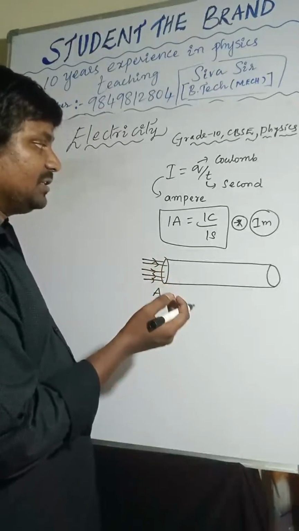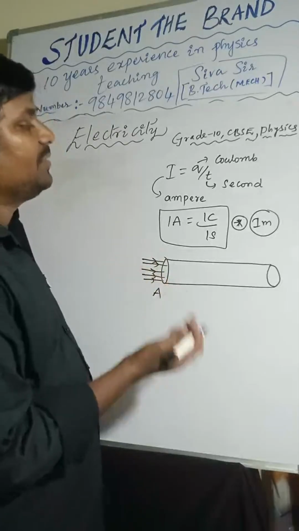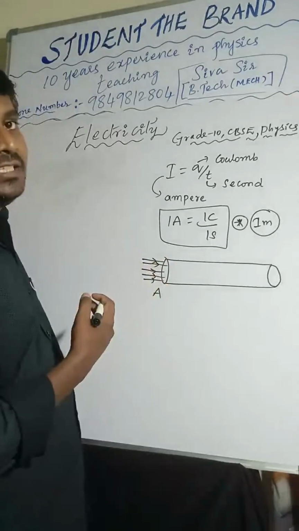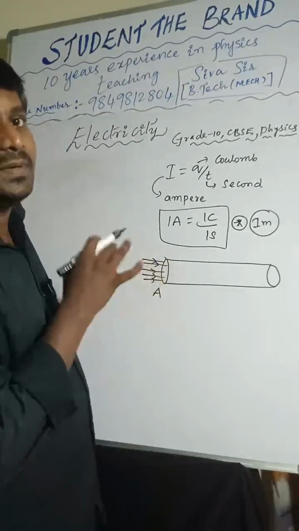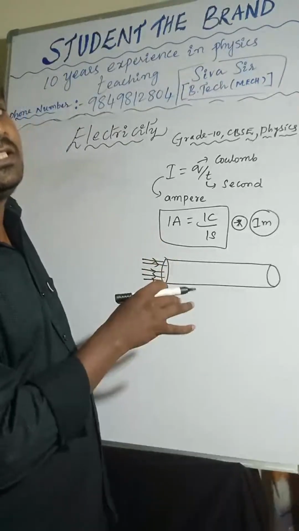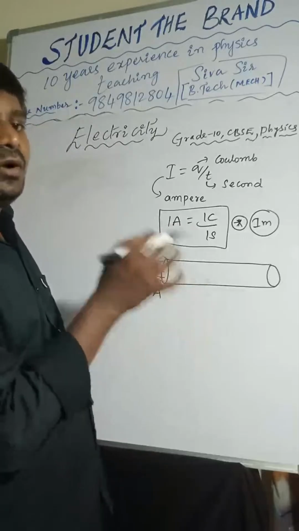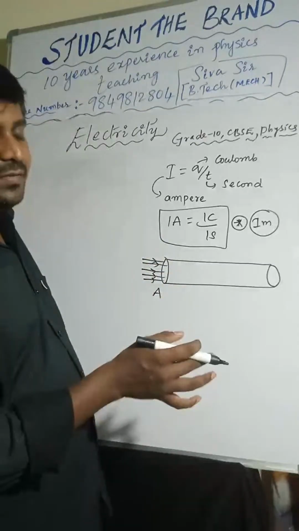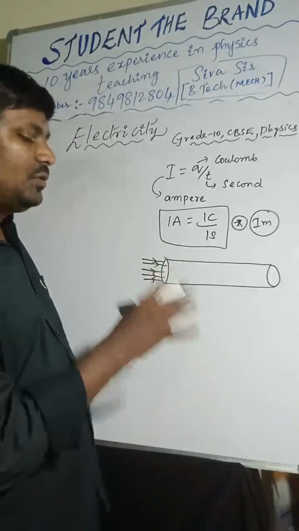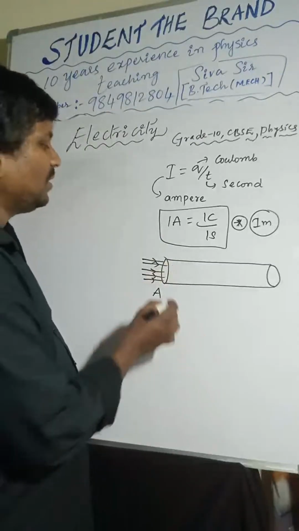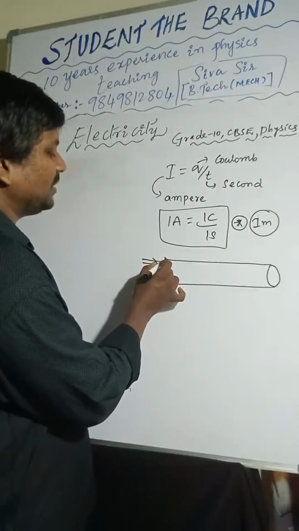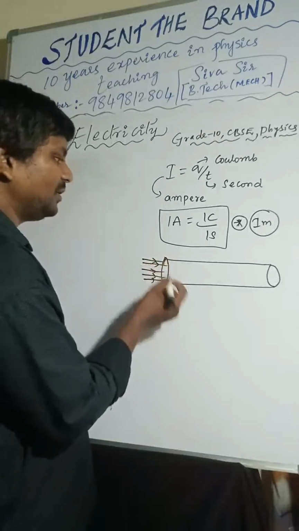Rate of flow of charge is called electric current. Or one more definition: the flow of charge through unit cross section area per second. So this is a unit cross section area. Anything we are discussing is with the unit cross section.